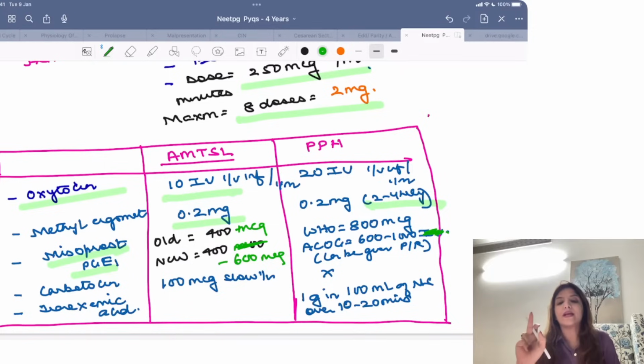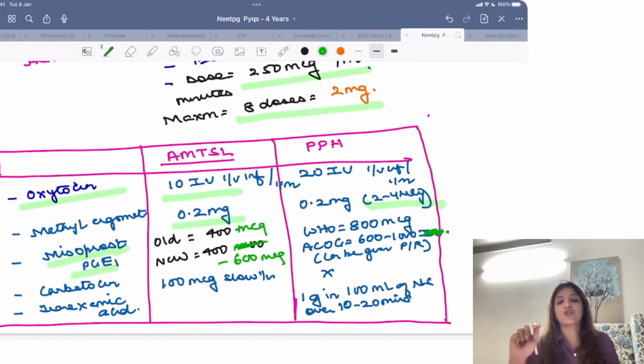Now, WHO says that for managing PPH, you can give it orally, you can give it sublingually, but it never says that you can give it per rectally. ACOG says that for managing PPH, misoprostol can be given per rectally as well. Right? Clear to all of you? So this is the difference between misoprostol dose recommended by WHO and ACOG in PPH.